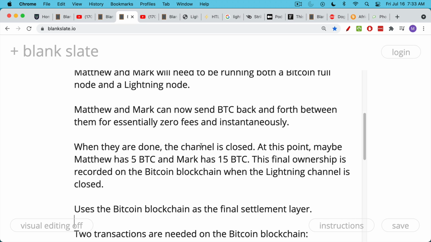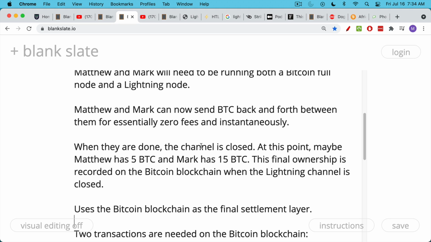So when they're done transacting back and forth, and they could do thousands or hundreds of thousands of transactions back and forth, none of those transactions would hit the base blockchain of Bitcoin. But when they're done, they can close this Lightning channel, and at that point, there's a final settlement, final ownership that's recorded to the Bitcoin blockchain.